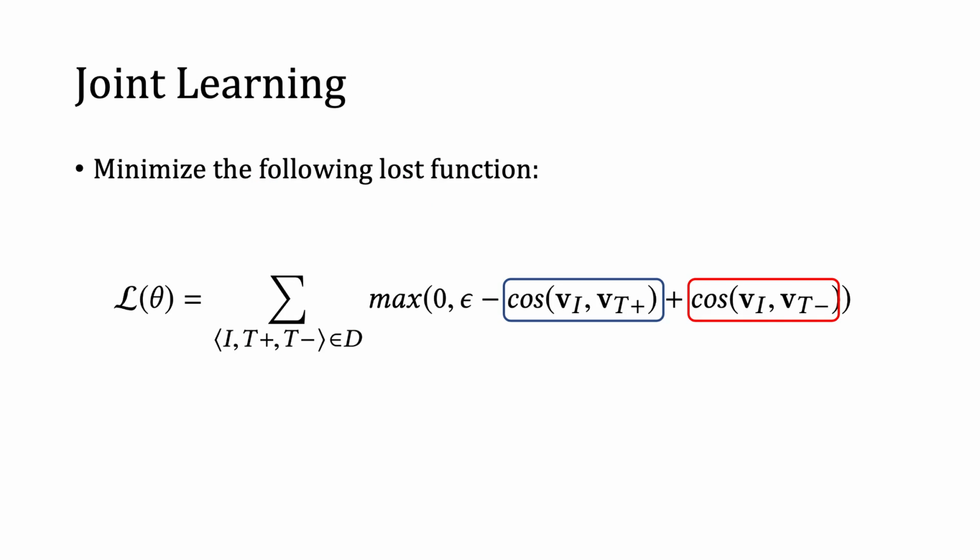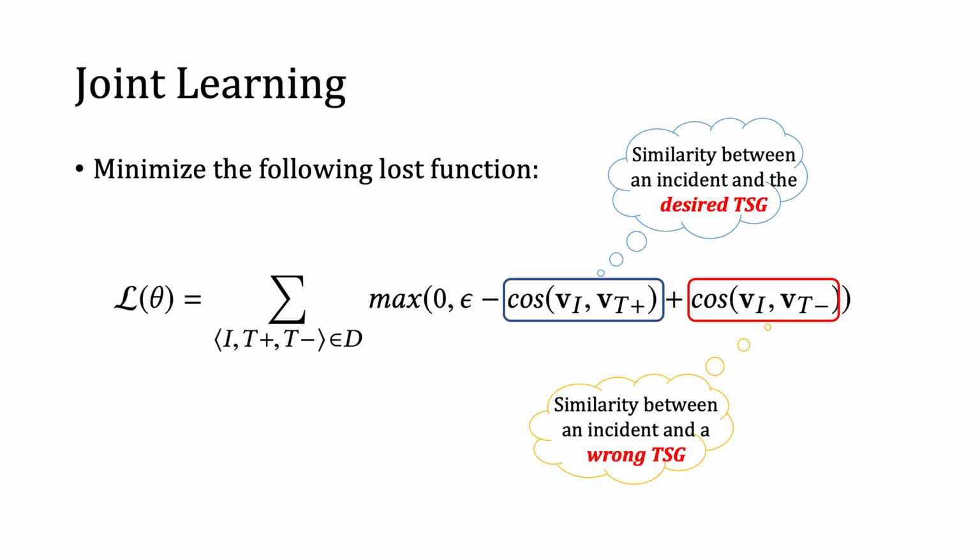Finally, we defined the following loss function as our optimization target, which describes the preference of the desired TSG against others for given incidents. Here, we use the cosine function to compute the similarity of semantic vectors.